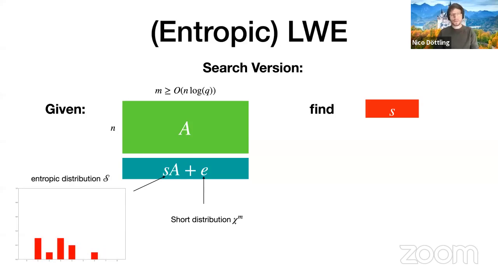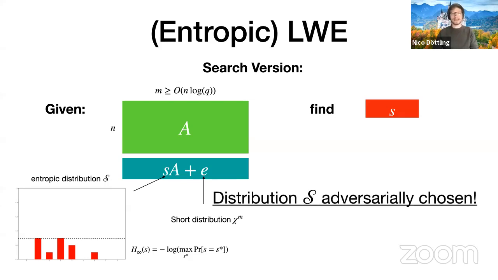In this work, we look at the entropic LWE problem, where this uniform distribution of secrets is replaced by an arbitrary entropic distribution. Not quite arbitrary. There, we have to make a requirement that the distribution of secrets S has at least a certain amount of min entropy. And in our work, we will generally think of this distribution S as adversarially chosen.